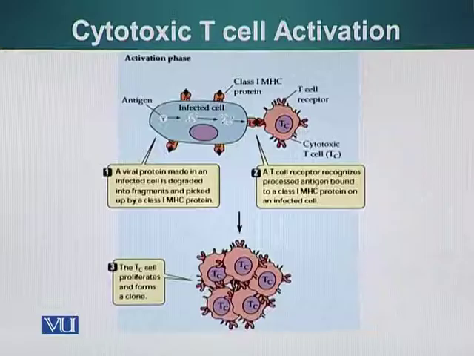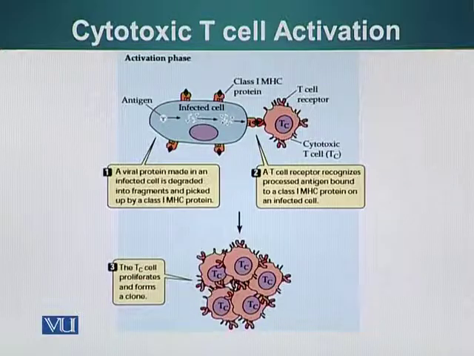Cytotoxic T cells, as I've said, recognize cells that have been infected. The cytotoxic T cell receptor interacts with the class 1 MHC protein displayed on the surface of the antigen presenting cell. Once the T cell receptor encounters such a cell that is displaying a foreign antigen and recognizes it, the T cell receives a signal which activates that particular T cell.